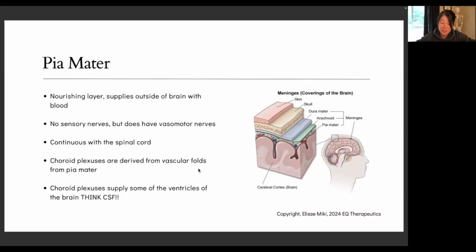The choroid plexuses, so these are the structures that are producing the CSF and they're located within this region here. Choroid plexuses are actually derived from folds within the pia mater. Choroid plexuses are very important because they are going to supply some of our ventricles with CSF. Again, this is where the fluid is being produced, but it's originating from these folds in the pia mater, and that pia mater is continuous around the entire spinal cord.